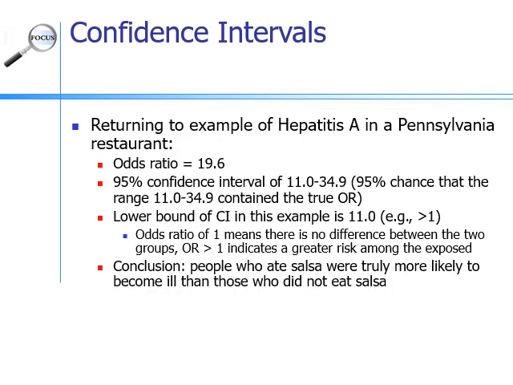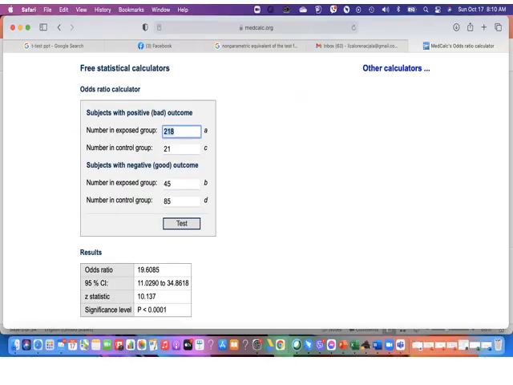And if we return to our hepatitis A problem, if you remember, the confidence interval is approximately 11 to 35. That means that you still have an 11% chance of getting Hepa A if you eat salsa.